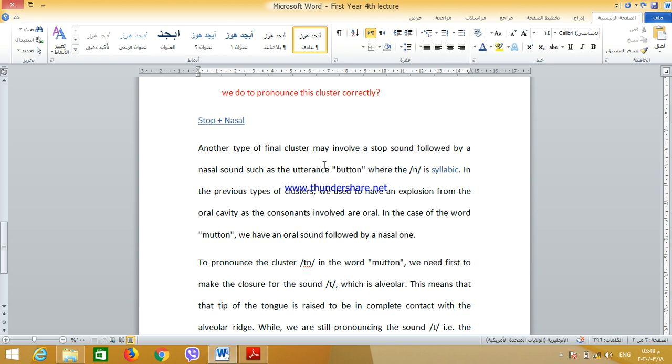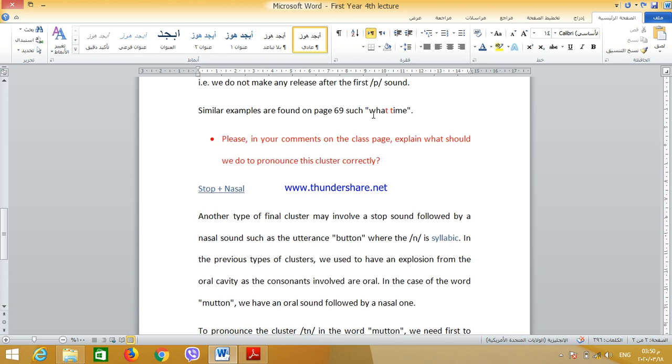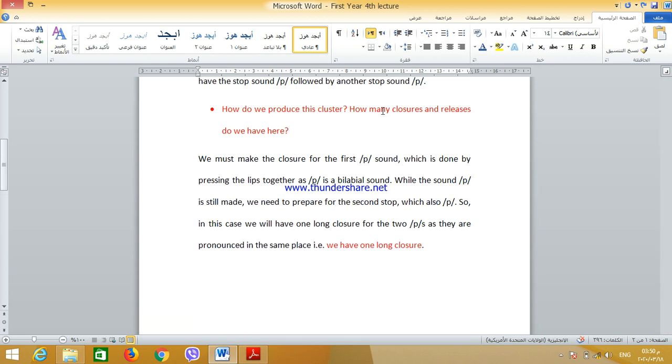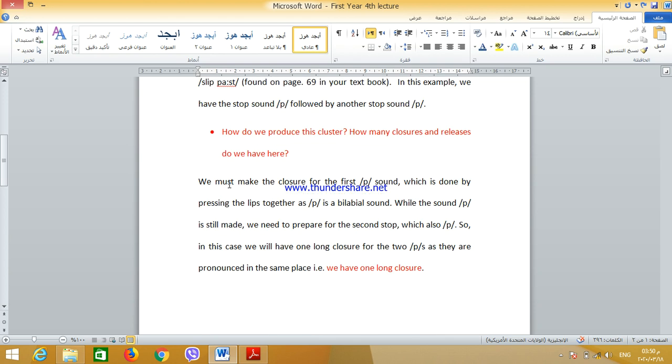Now we have another type of cluster, the final one, which involves a stop sound plus a nasal sound. Okay, in the first and the previous examples, we were dealing with stop sounds in which only oral sounds are involved. Okay, so the cluster in what time is an oral one. The cluster in kata is oral, pata is oral, slip past is also oral.